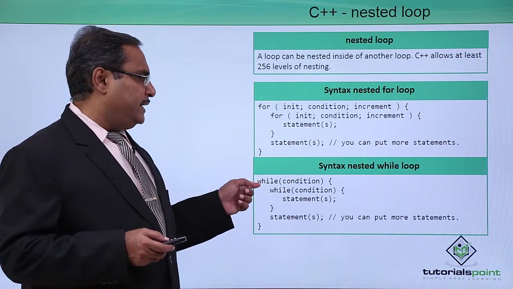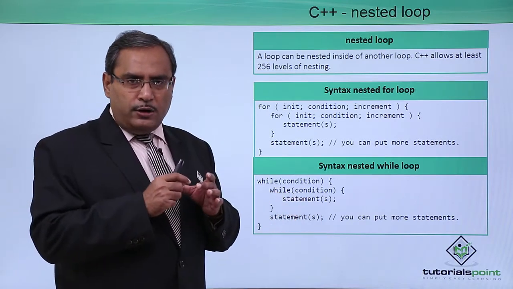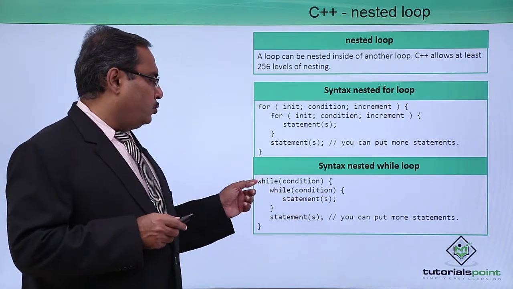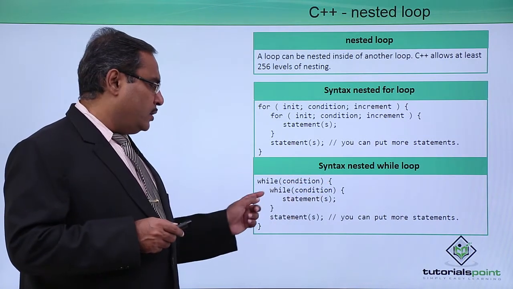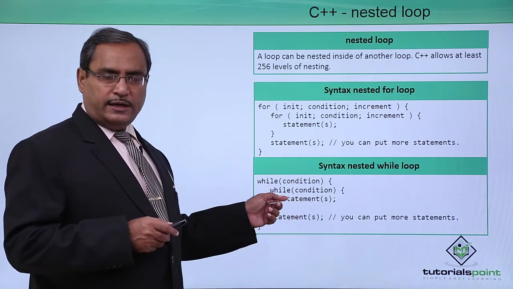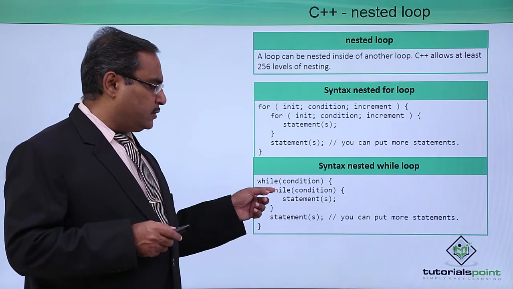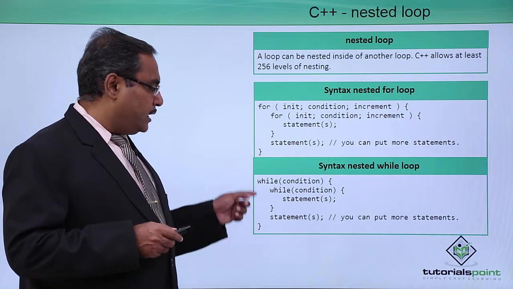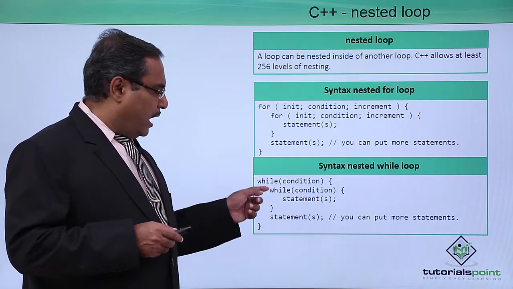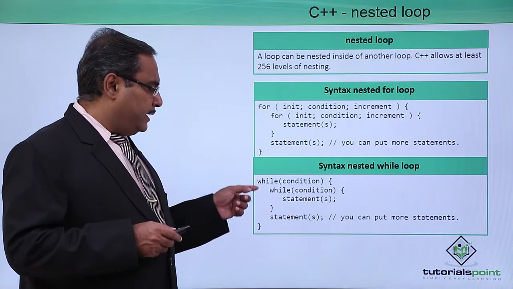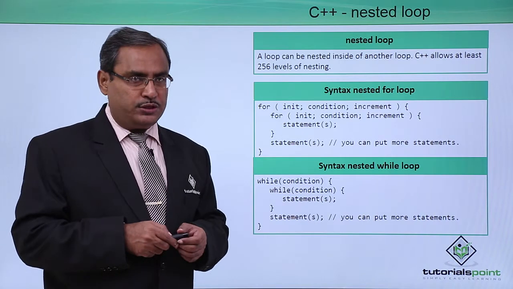Here is the syntax for a nested while loop. So how do the while loops get nested here? While condition, this curly brace begin, this is a curly brace end. While condition, these are the respective statements. These statements are within this while and also within this outer while. But these statements are outside of the inner while and inside of the outer while. Accordingly, they will have their execution.